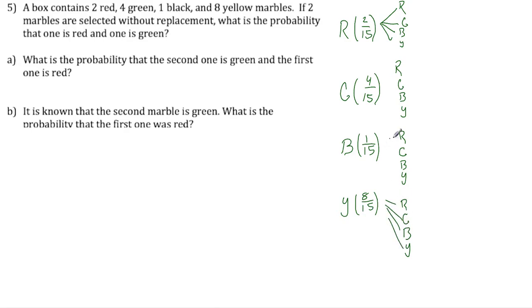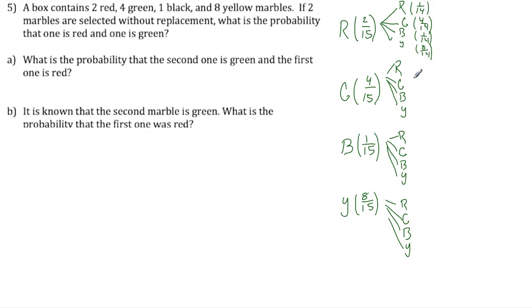I don't need these little branches, but I'll keep doing them because it's a tree. Trees have branches. So if the first one I pick is red and the second one is red, there's a 1 in 14 probability. Green is going to be 4 over 14. Oh boy, this is going to take a while. If you are already comfortable with drawing the probability tree, you might just want to skip this part. Black is going to be 1 over 14, and yellow is going to be 8 over 14.